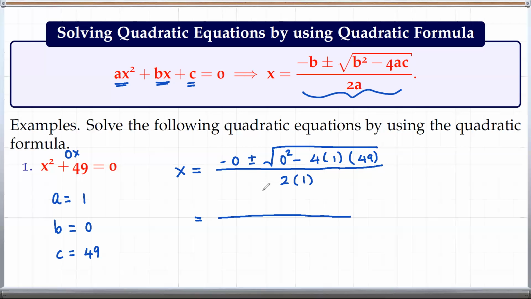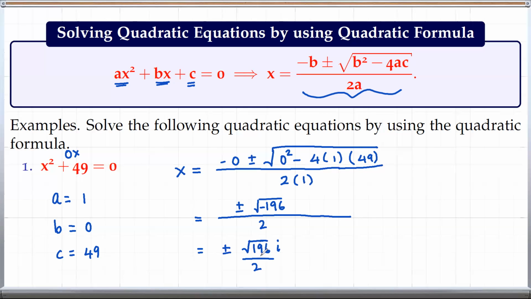So negative 0 is 0, so we don't have to worry about that. Then we have plus or minus the square root of 0 squared minus 4 times 49, which is negative 196. And divide by 2 in the denominator; 2 times 1 is 2. Since we have the square root of a negative, we can write this as the square root of 196 times i, because whenever we take the square root of a negative number, we get an imaginary number, which is denoted by i, divided by 2.